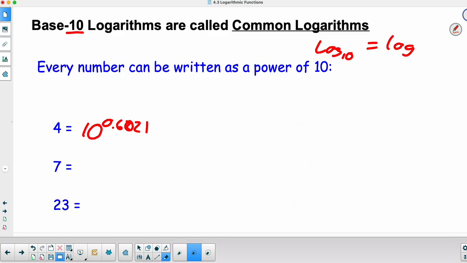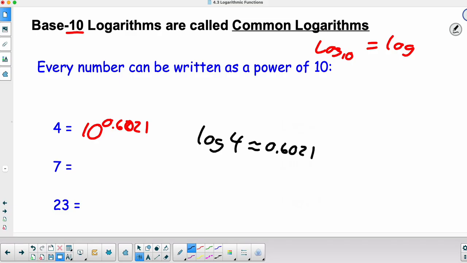And like, Mr. Roy, how do I know this? Anybody type this in real fast? 10 raised to this, is it close to 4? Probably a little rounding. But why is it 0.6021? It's because what is the log base 10 of 4? If I type that in my calculator, what's that? If I typed in log base 10 of 4, that's that decimal 0.6021.